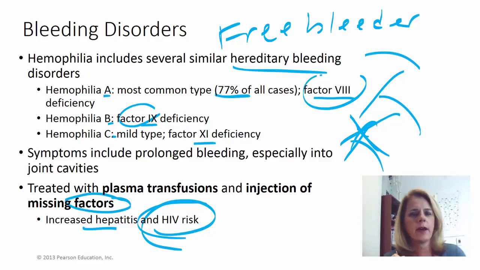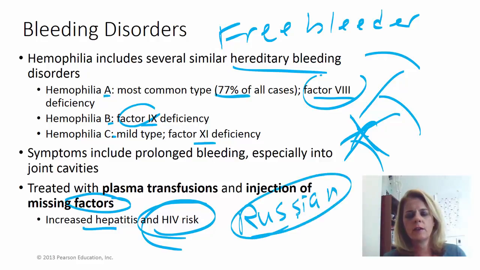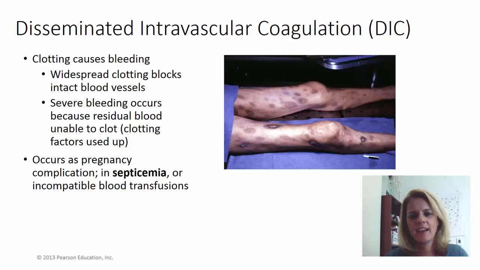You may want to go read about that, and go read about the Russian family. There's a famous Russian family. They were in power before the Russian Revolution, and so you might want to go look up about them and find out which one of them had hemophilia. Just for fun. All right.